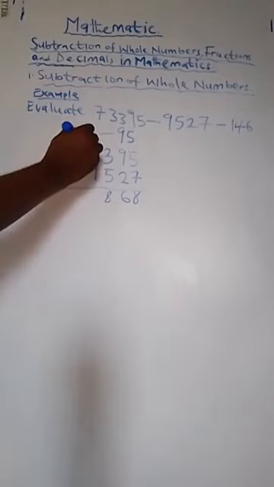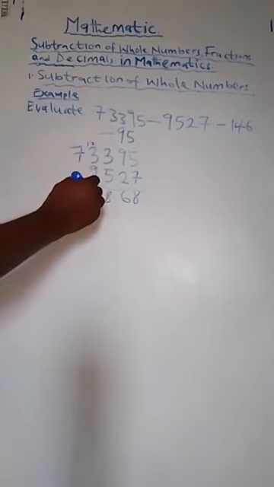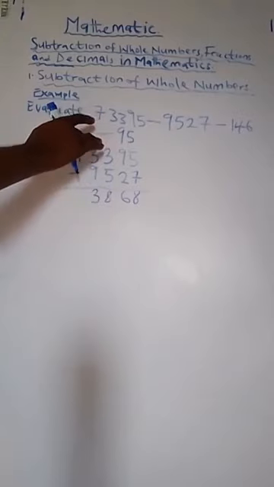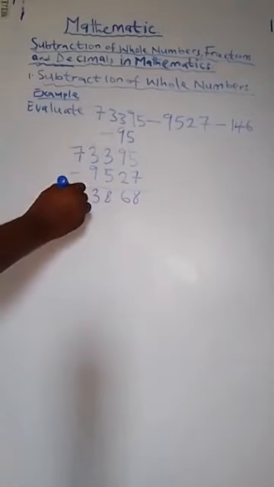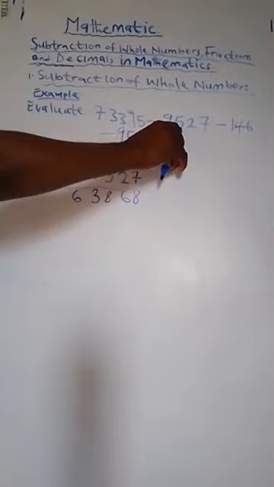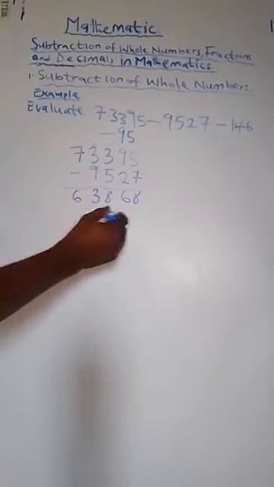So I also borrow 1 from here to here. This place will become 12. 12 minus 9, that is 3. So here I have 6 left. So this is the result of removing this number from this number. Now let's go to the next one.